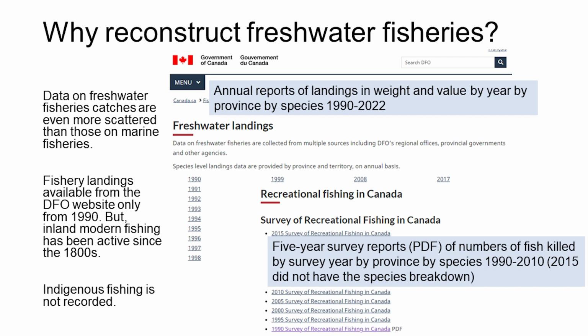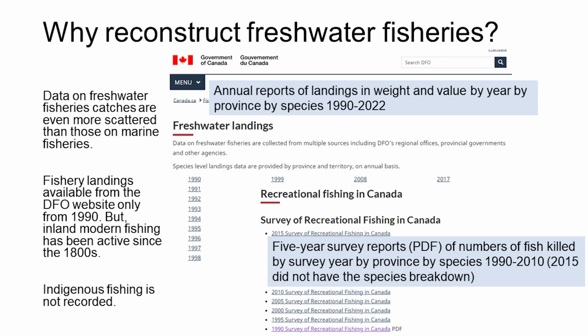So, why reconstruct freshwater fisheries? I don't know if you have any idea about freshwater fisheries, but we started this work 2 years ago with 2 student volunteers. And one of those student volunteers was a high school graduate. But he was perfect. He was really good at doing this. And we discovered that the data on freshwater fisheries catches are even more scattered than those of marine fisheries. And it was really difficult to get, especially indigenous fisheries. It was very difficult to get the data.